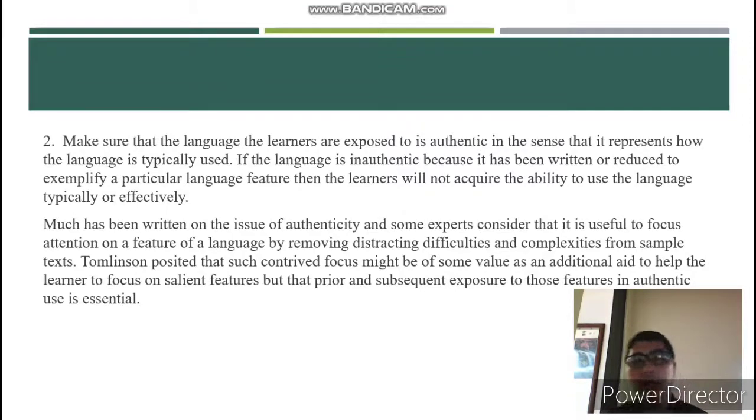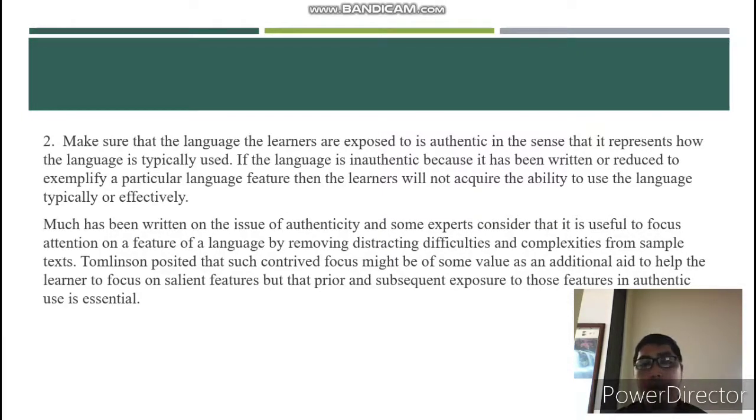Number two, another consideration, make sure that the language the learners are exposed to is authentic in the sense that it represents how the language is typically used, how the language is being used in real life situations.